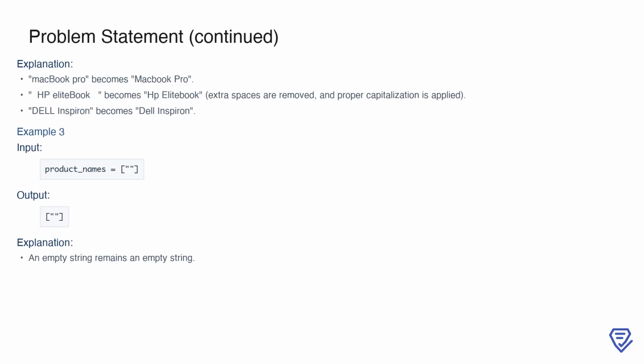Additionally, we must account for edge cases like empty strings. For example, if the input is an empty string, the output should be an empty string. Here, an empty string remains unchanged as there is nothing to format. This ensures that the function handles even the simplest cases correctly. Notice how the function accommodates various types of input, including strings with inconsistent spacing, mixed capitalization, and even strings that contain no characters at all. By consistently applying the formatting rules, the function ensures that every product name in the output list meets the required standard.